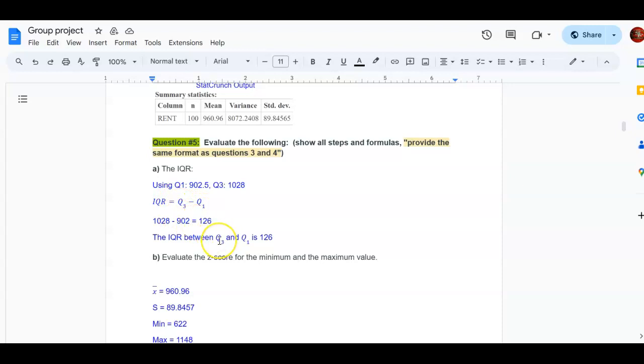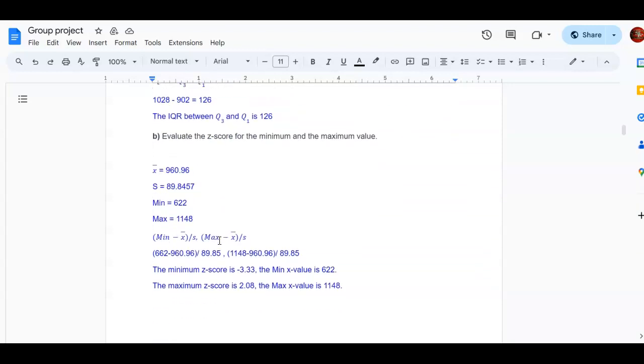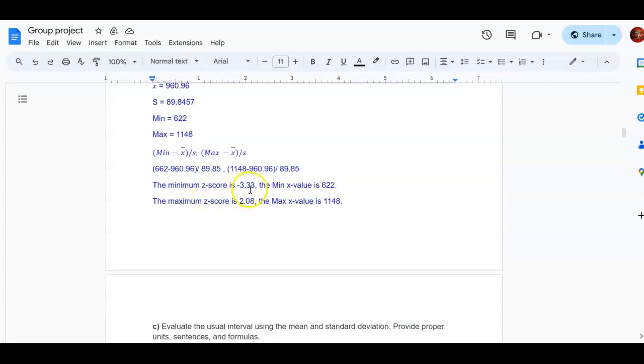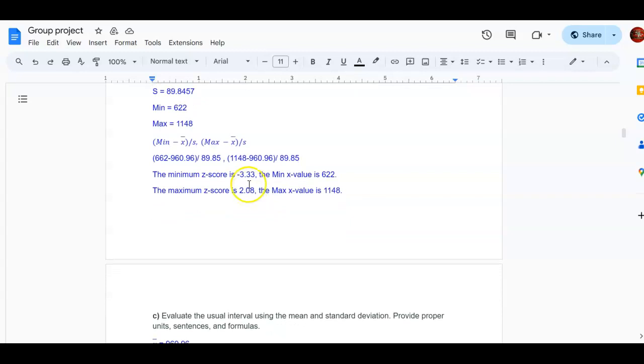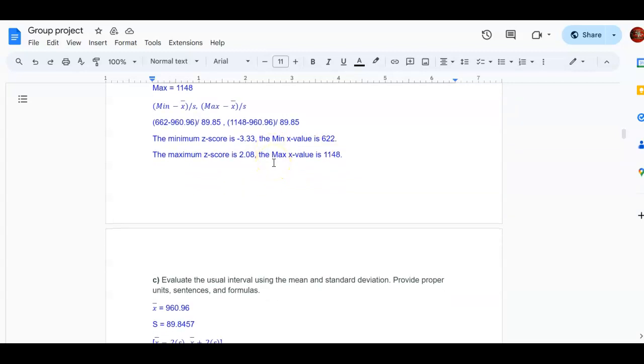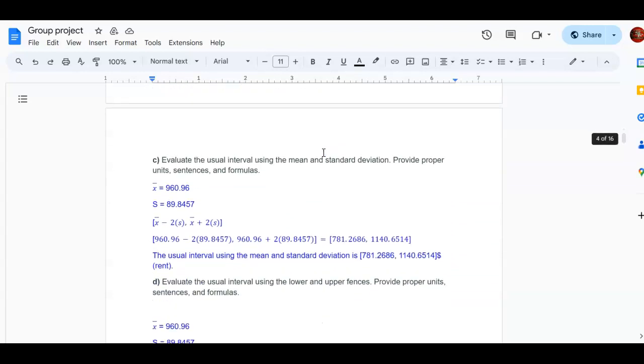For question 5, we got all these numbers from question 3 with the Q1 and Q3 subtracted from each other. The IQR ended up being 126. For the z-score, we inputted the mean minus the max and minus the minimum. So the minimum z-score ended up being negative 3.33 with the minimum value of 622, and the maximum z-score was 202.08 from the maximum value of 1148.